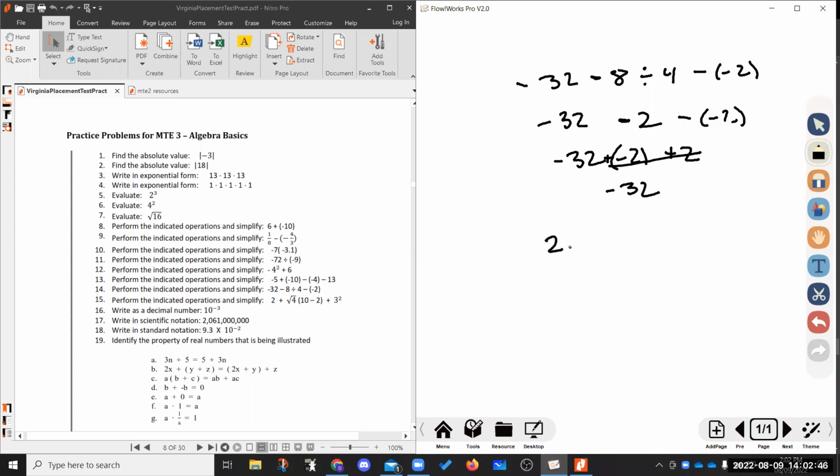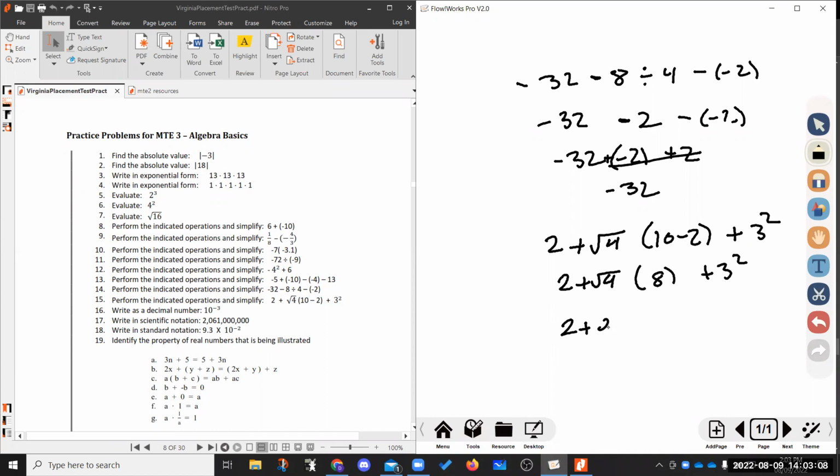Number 15 asks us to add 2 plus the square root of 4 times 10 minus 2 in parentheses plus 3 squared. Parentheses come first. Then come any roots or exponents from left to right. These aren't touching each other, so I can do them at the same time. Now comes the multiplication. Now comes all the addition. 11 plus 16 is 27.